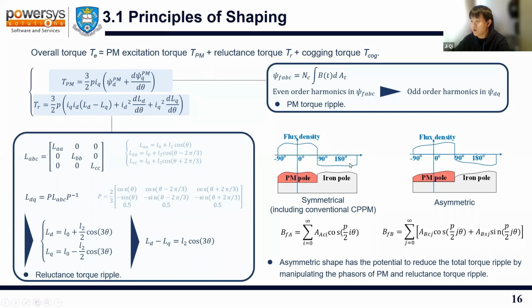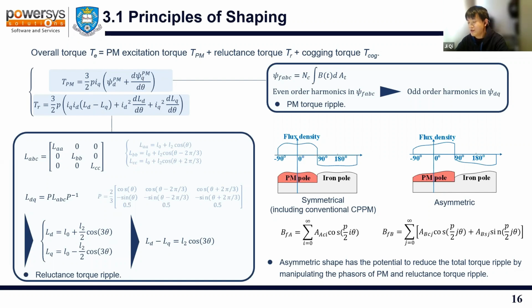So no matter what the pole shape is here, it can only reduce the harmonics in the flux linkage. That means we can only reduce the PM torque ripple, and the reluctance torque ripple is almost unchanged.